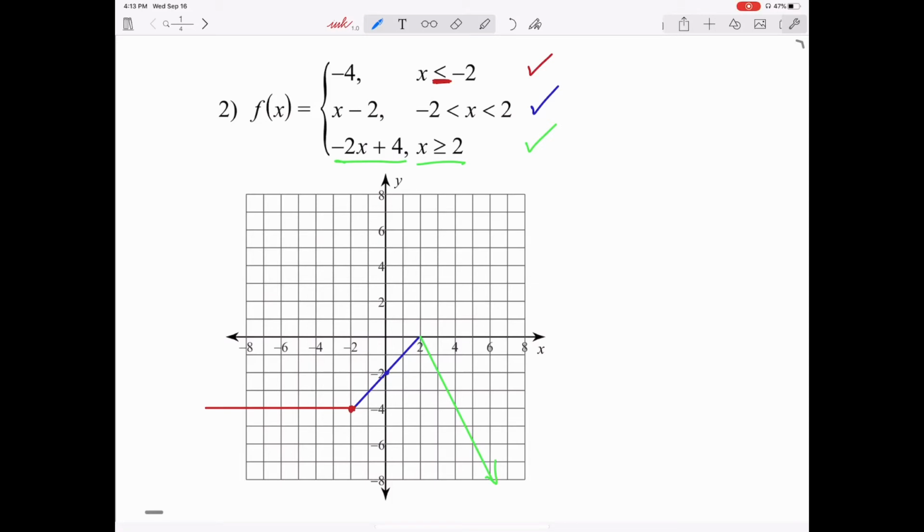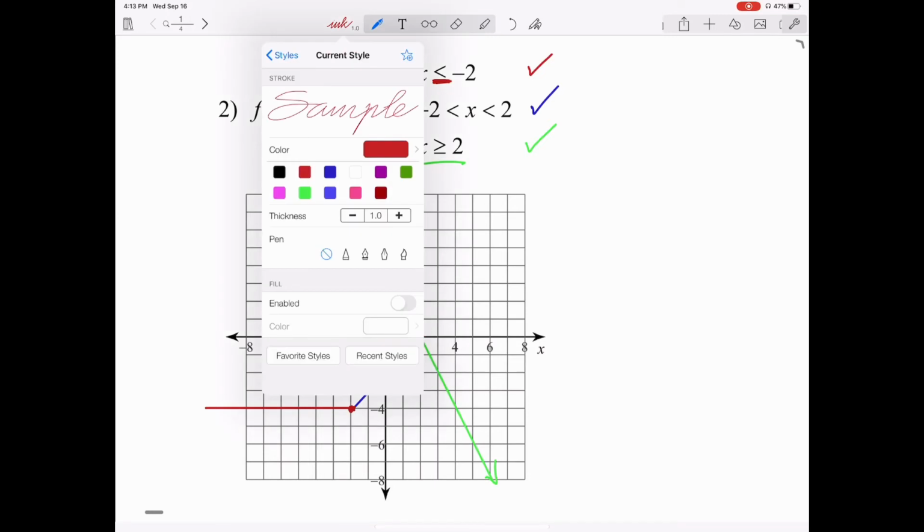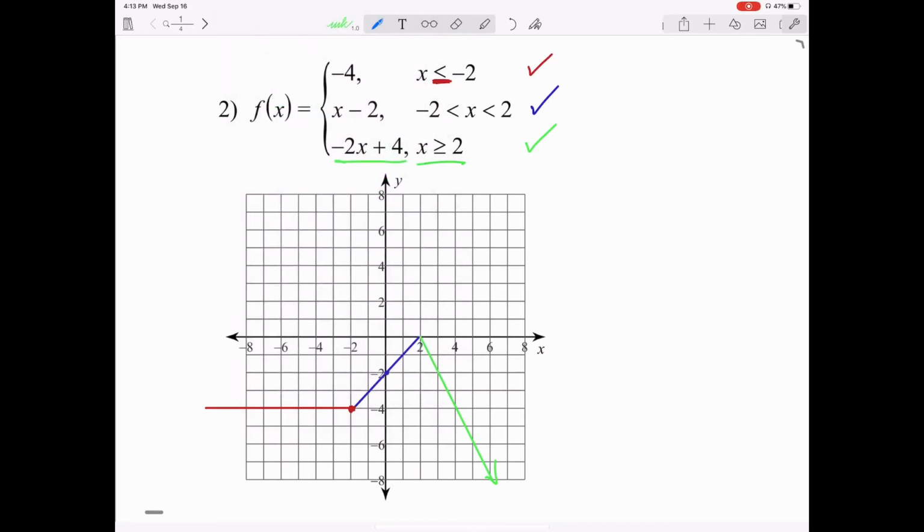And if I look at x is greater than or equal to 2, or this green function, that one includes 2, so we'd have a point here that is included in the green but not in the blue. So that would be how to graph that piecewise function.